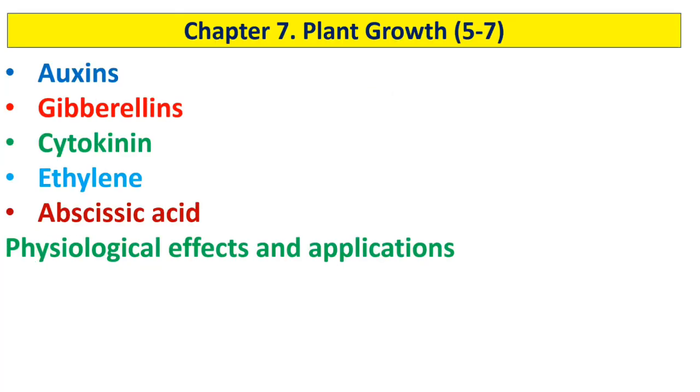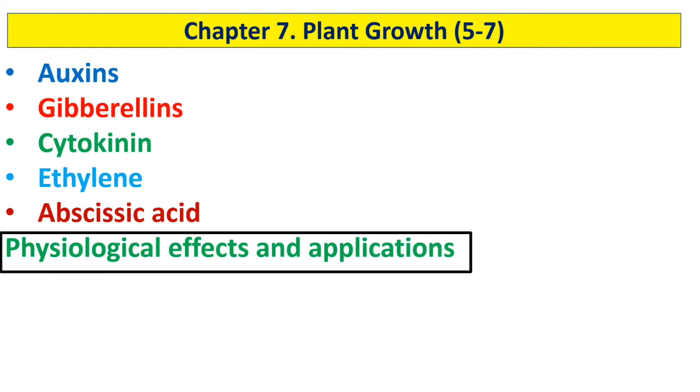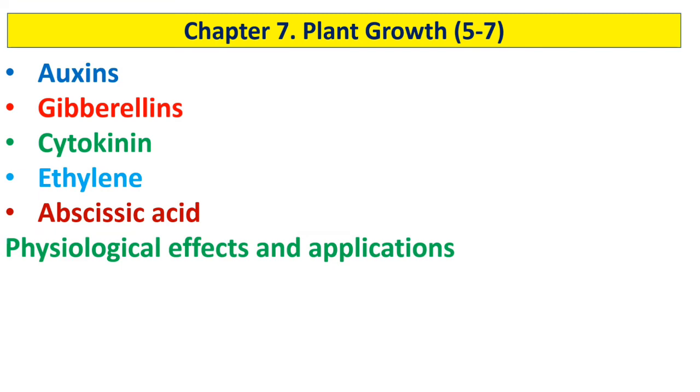Then plant growth, again a very scoring chapter. Weightage is 5 to 7 marks. And you are studying auxins, gibberellins, cytokinins, ethylene, abscisic acid. So you should know the physiological effects and applications of these plant hormones. Then who discovered these plant hormones, with examples. So the 2 chapters, plant-water relation and plant growth, will be very scoring chapters for you all because the maximum part has been deleted.